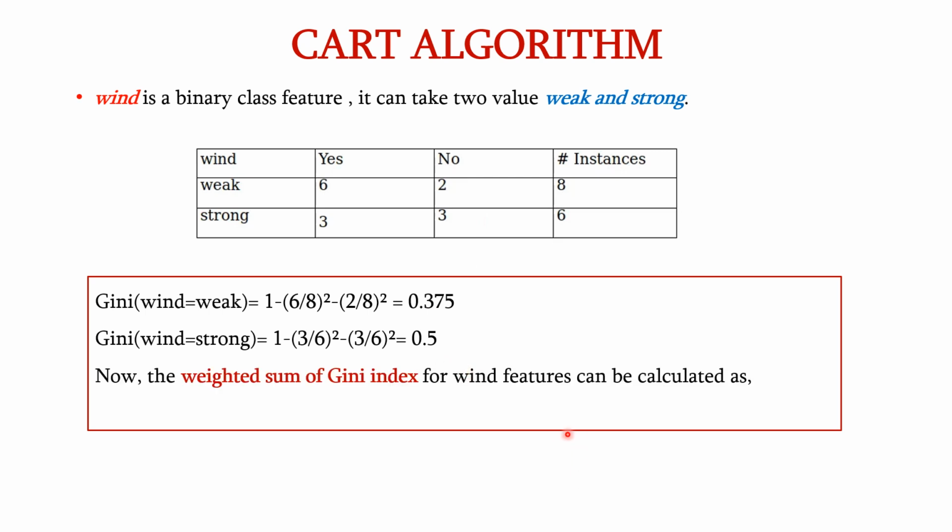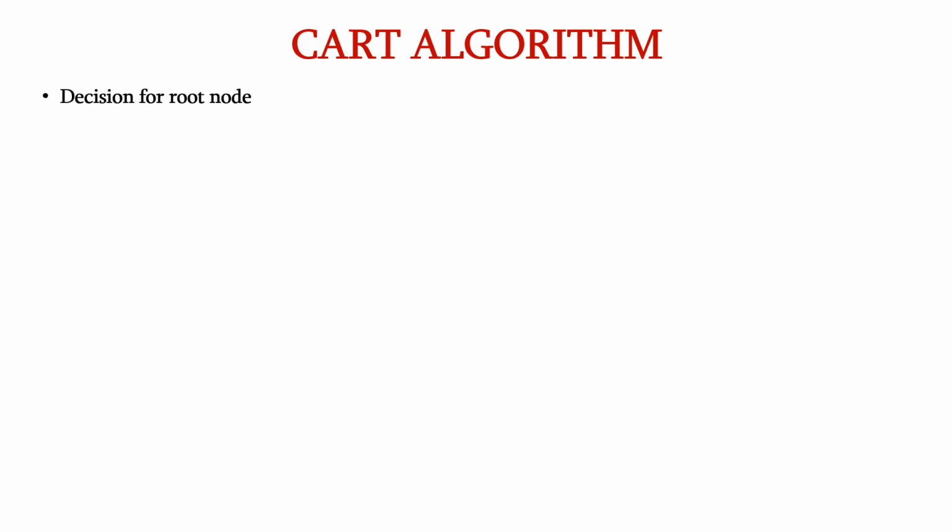Next we have to find the weighted sum. For weak, it is 8, the total number of instances, divided by the 14 instances in the original table. So 8 by 14 into 0.375 for weak, plus we add the value for strong, that is 6, the total number of instances of wind for strong, divided by 14 into 0.5. So the answer is 0.428. So we have calculated the Gini index for all the features.